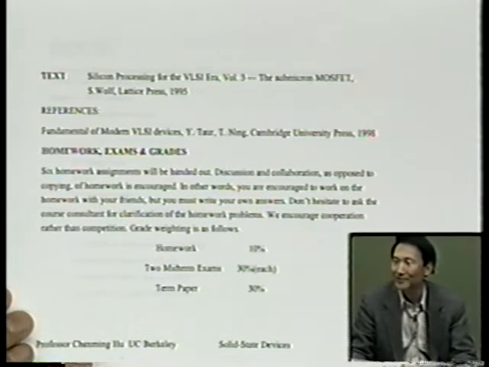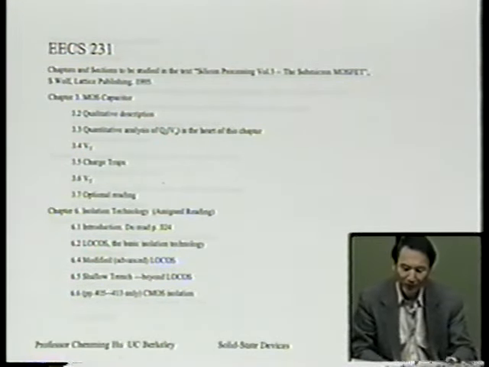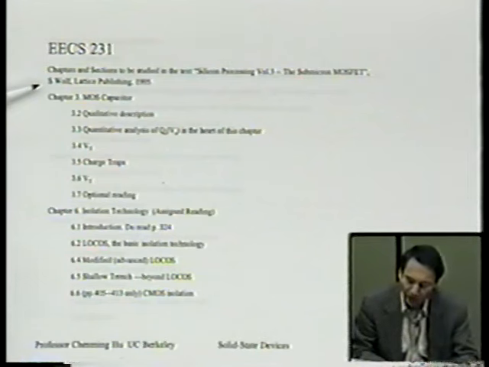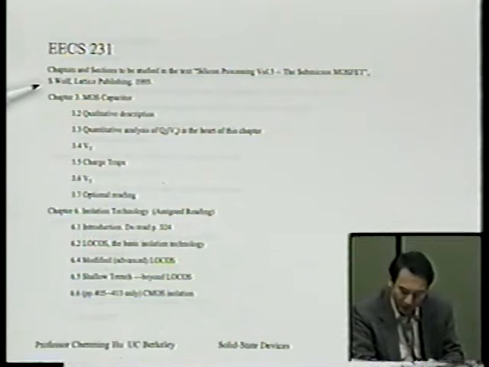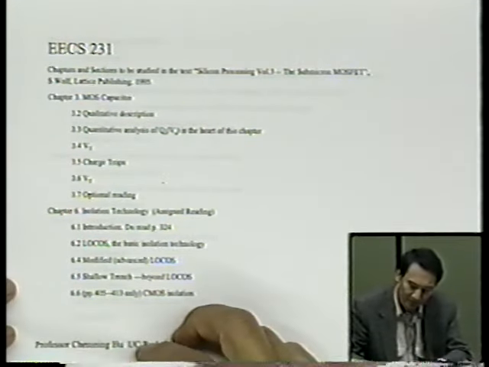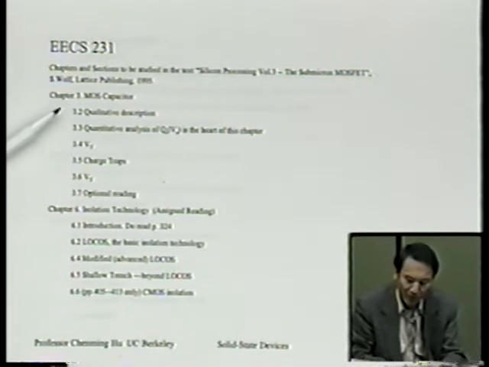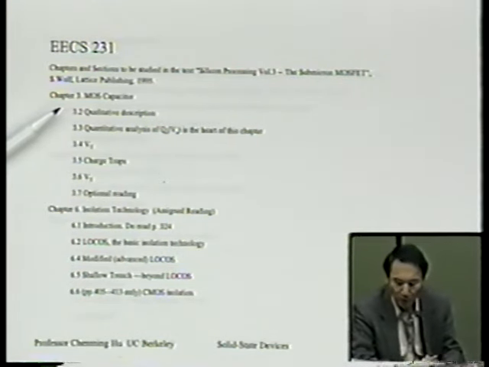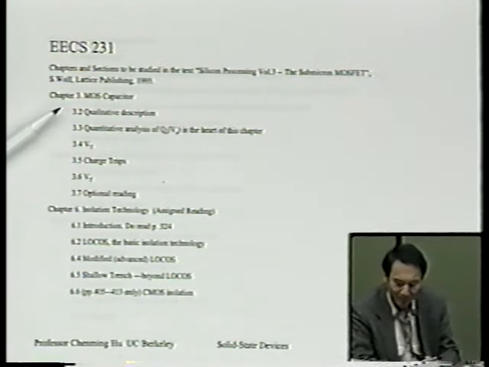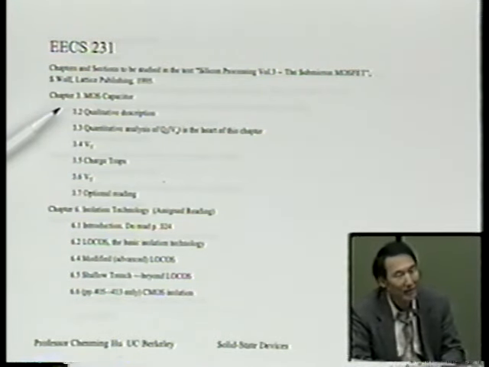Any questions? All right, the content of the course. So in the next two pages, I'm giving you chapter by chapter and section by section of what we're going to do in the book. Okay. So we're going to start with chapter 3, MOS capacitor, and we're going to talk about a more quantitative model of the MOS capacitor than the piecewise continuous model that you have studied in undergraduate courses.